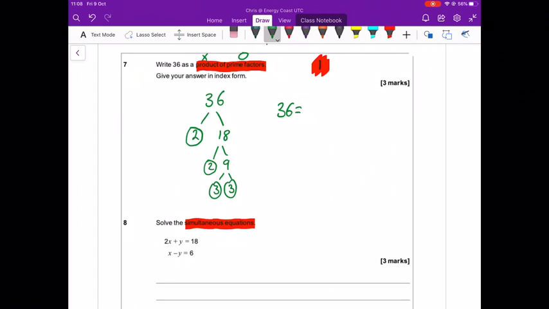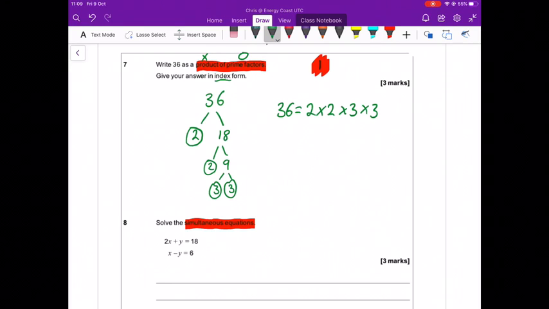So I'll write 36 equals, although you don't actually need to write 36 equals, just write the next bit if you want. 2 times 2 times 3 times 3. That is what product of prime factors means. These are all prime factors, the circle things, and I times them all together because product means times.